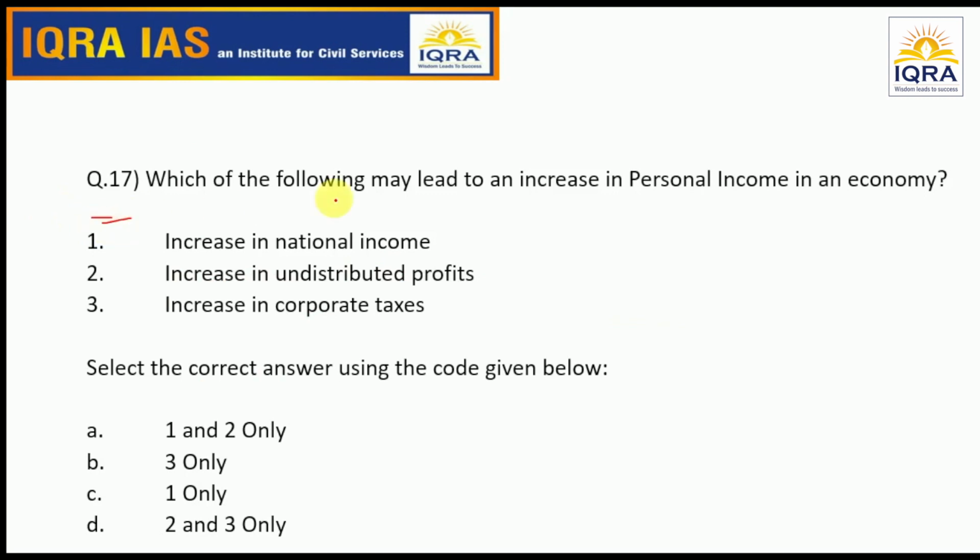Question number 17. Which of the following may lead to an increase in the personal income in an economy? Increase in national income, increase in undistributed profit, increase in corporate taxes. So yes, by just this, an increase in national income will increase your personal income. Undistributed profits: if profits are not distributed, how will it reflect in personal income? So no. Increase in corporate taxes: obviously when taxes are more, a share of personal income will be reduced. So here I think only one is correct.